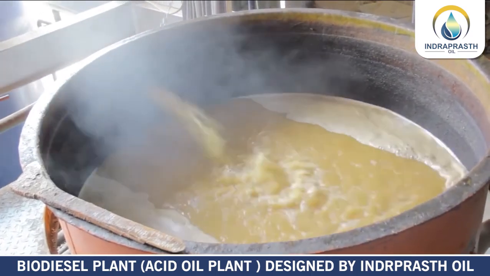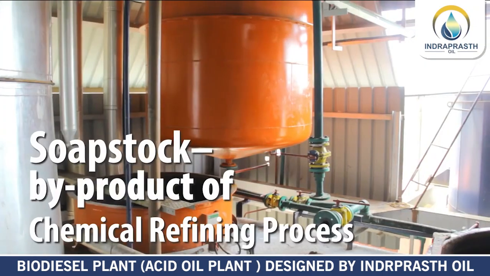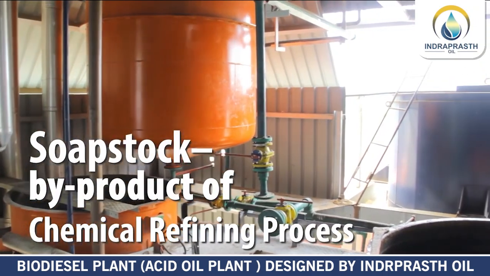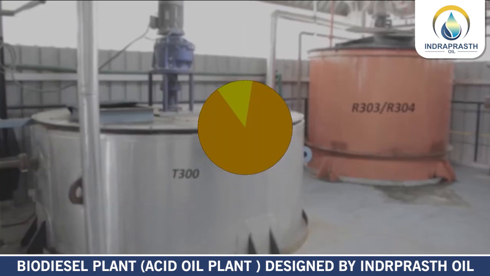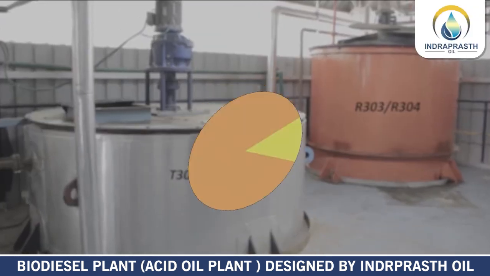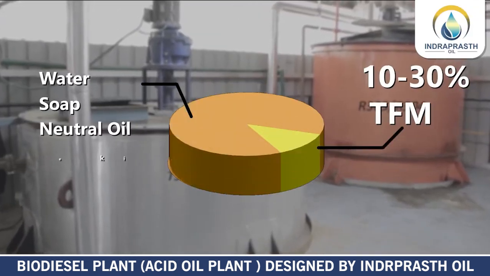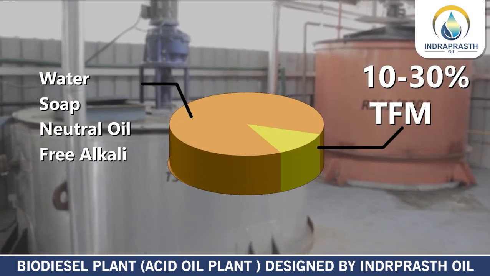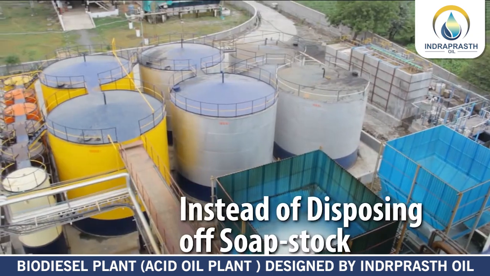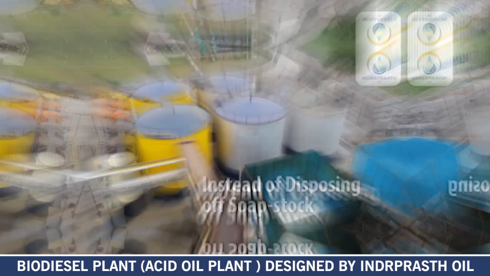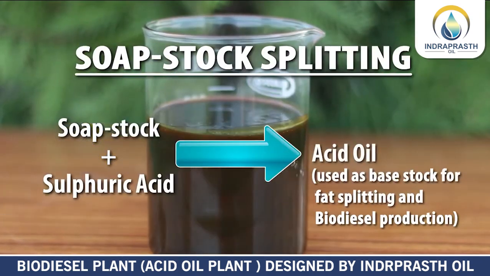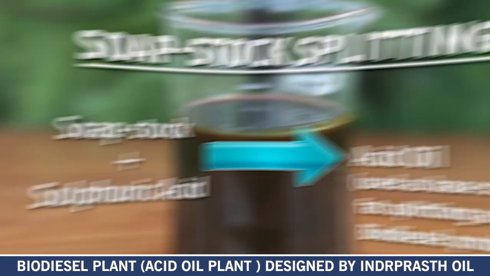Soap stock is generated as a byproduct in the chemical refining process during alkali neutralization. The soap stock generated has about 10 to 30% TFM, and the rest is a mixture of water, soap, neutral oil and traces of free alkali. Instead of disposing of soap stock, it can be converted into a valuable product, acid oil, by the soap stock splitting process.